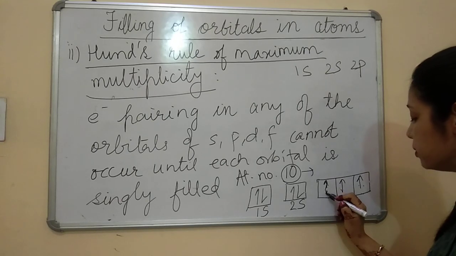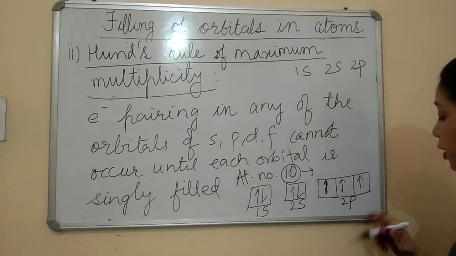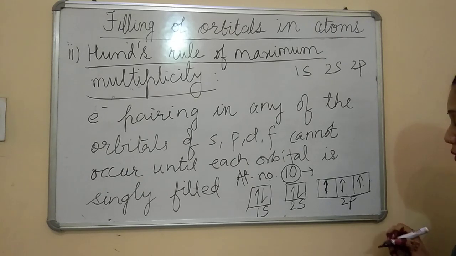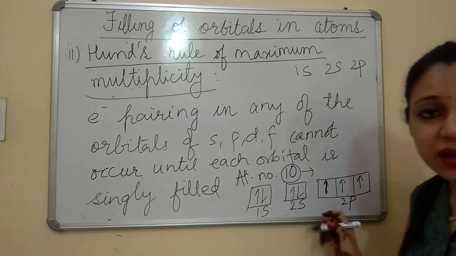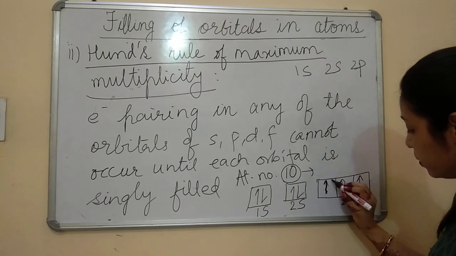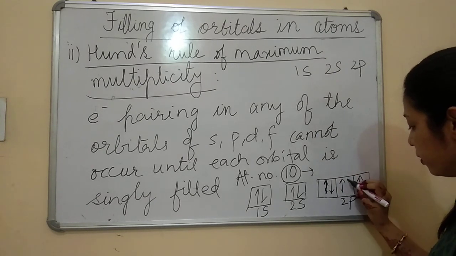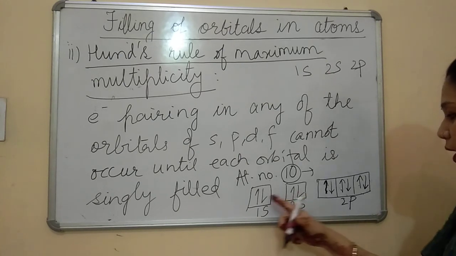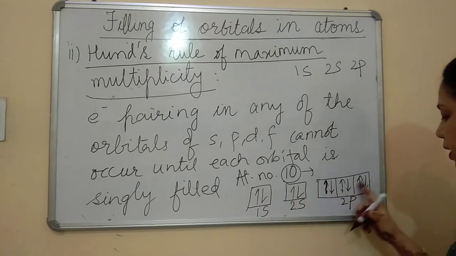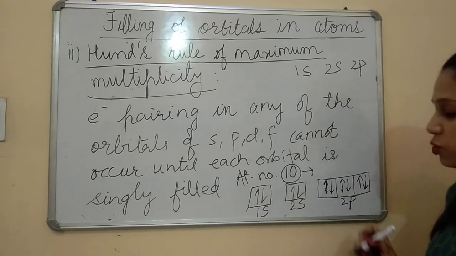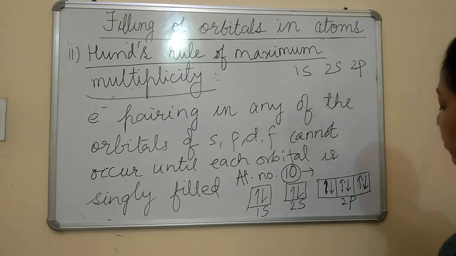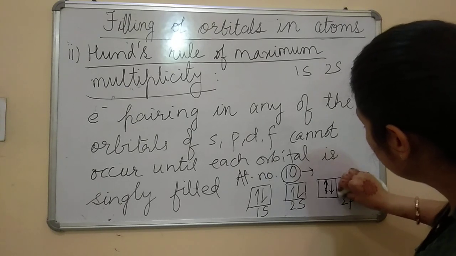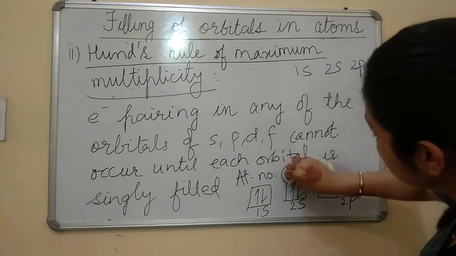After filling them singly, if electrons are still left, we still have 3 electrons, then only we'll start the pairing. So it will be like this: 1 2 and 3. So now 1 2 3 4 5 6 7 8 9 10. So this is what this principle states. Okay children, so this is how we are going to fill the orbitals according to Hund's rule.